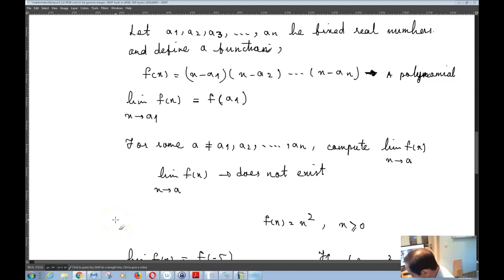Okay, so the next question that we have is basically a good question and it tests your understanding of polynomials and that sort of thing. So it says, let a1, a2, a3 all the way up to a of n be fixed real numbers and define a function f of x is equal to x minus a1 times x minus a2 times all the way up to x minus a of n, which is of course a polynomial.